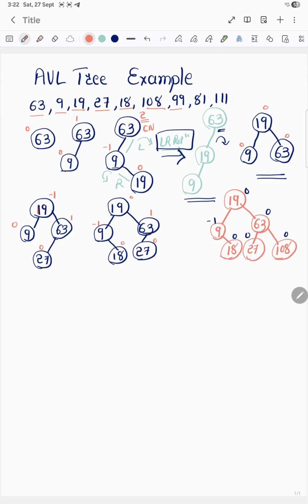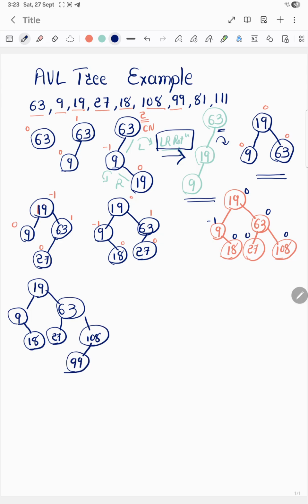So 99 is greater than 63, but it's lesser than 108, so I need to add it towards the left side of 108. It will become the left child of 108. So let me just add it. This will remain the same, no issue in that. If I have 63 over here, then 27 will be here, then this 108 and then 99 will be here.